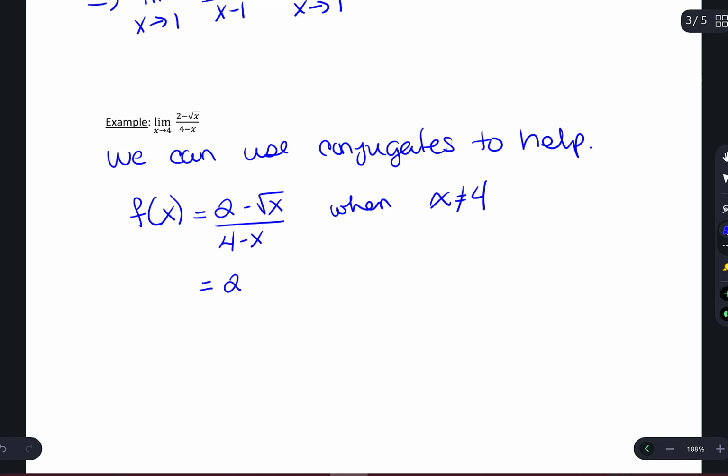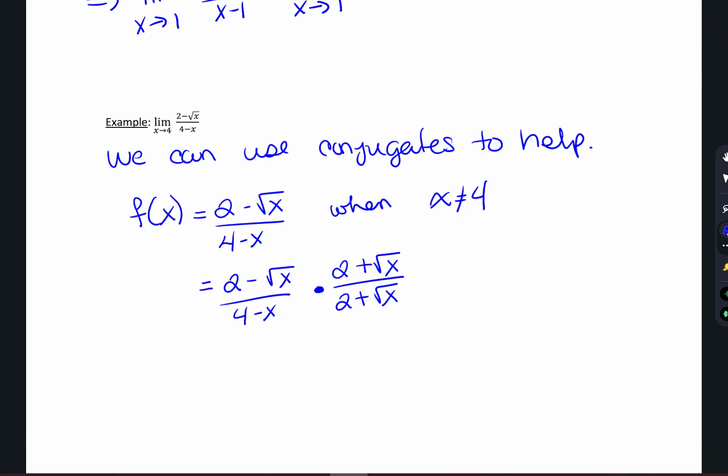Now next, notice that this is equal to (2 minus the square root of x) over (4 minus x), and this is where the conjugates are going to help us, because I'm going to multiply this by (2 plus the square root of x) divided by (2 plus the square root of x). So notice that this fraction that I'm multiplying by is actually equal to 1, because I've got the same thing in the numerator and the denominator. So all I'm really doing is multiplying my function by 1. So that's why these are equal.